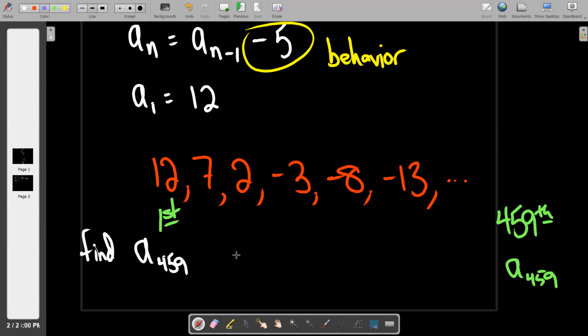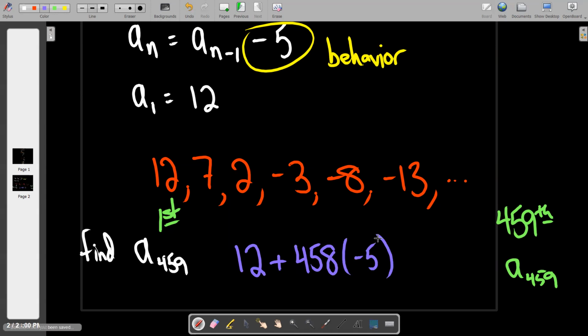So the math that I'm going to type into my calculator looks like this. It is just an explicit situation. It's very interesting how it all comes together. I'm going to take the number 12 and add 458 multiplications, or instances, of what number? -5. The answer is -2,278.